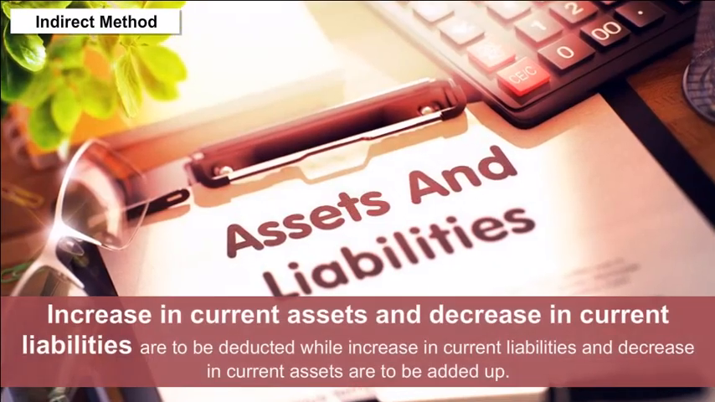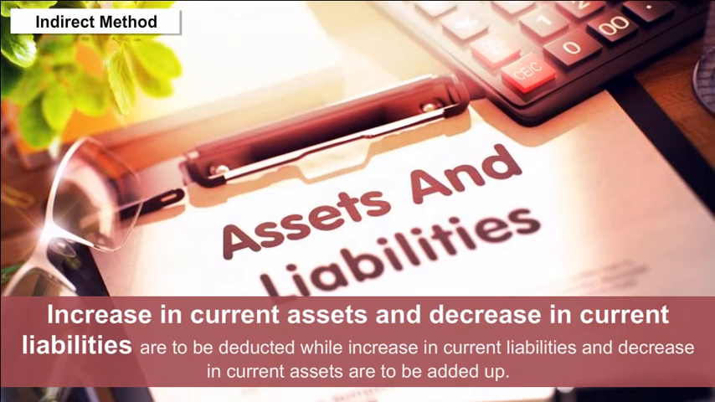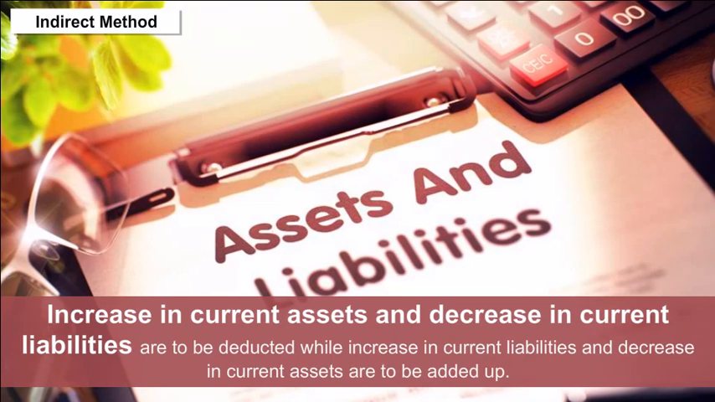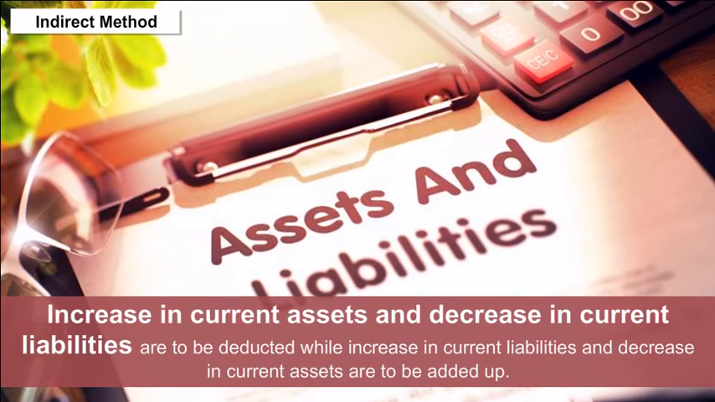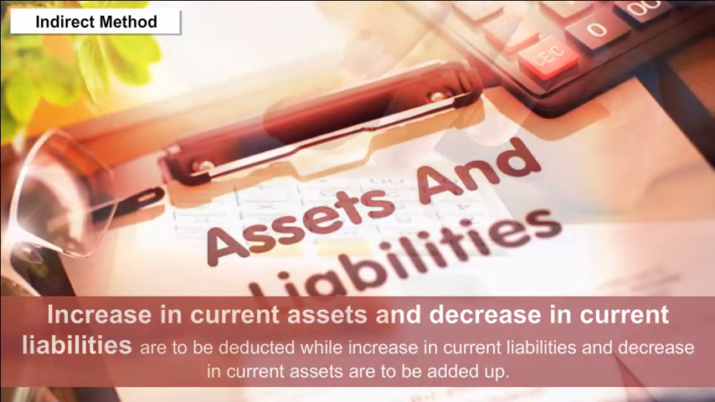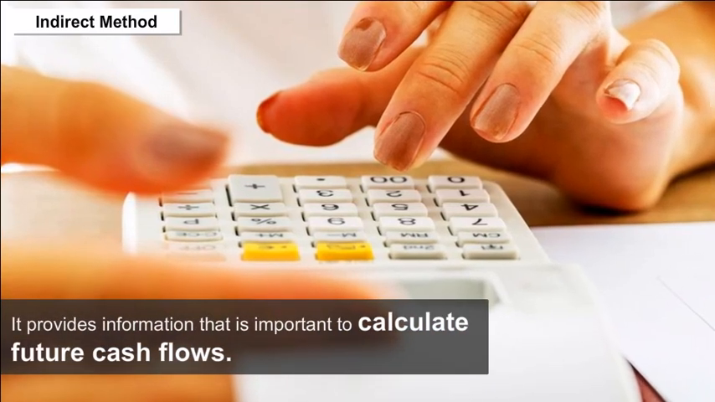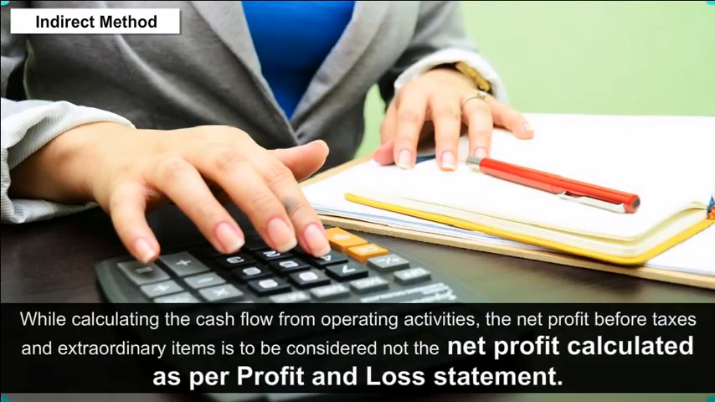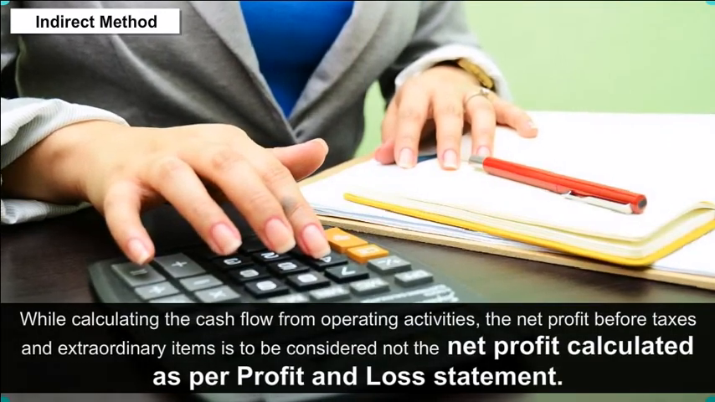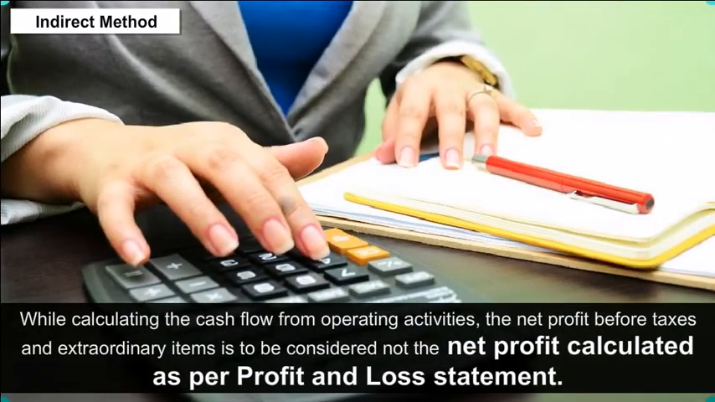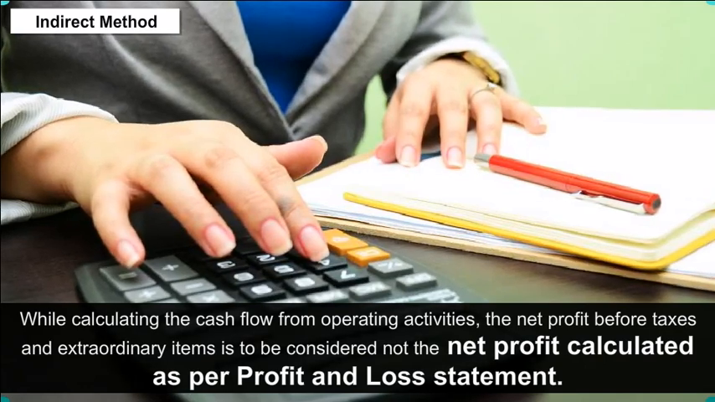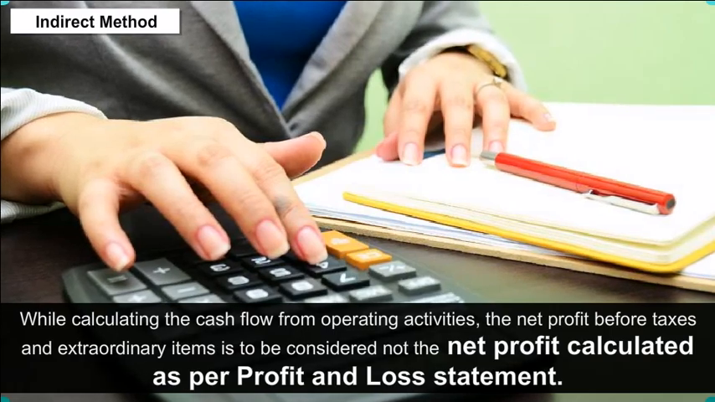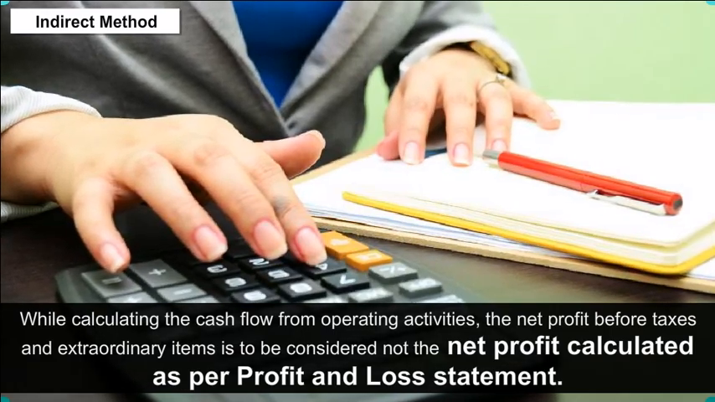Increase in current assets and decrease in current liabilities are to be deducted, while increase in current liabilities and decrease in current assets are to be added up. It provides information that is important to calculate future cash flows. While calculating the cash flow from operating activities, the net profit before taxes and extraordinary items is to be considered, not the net profit calculated as per profit and loss statement.